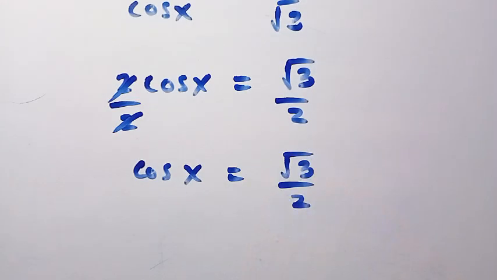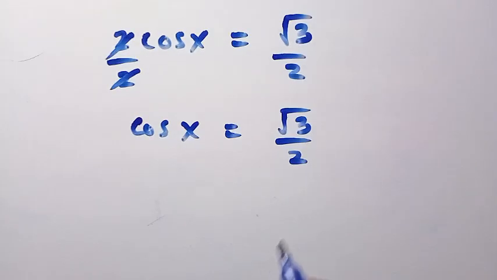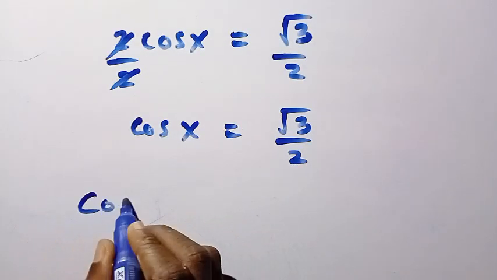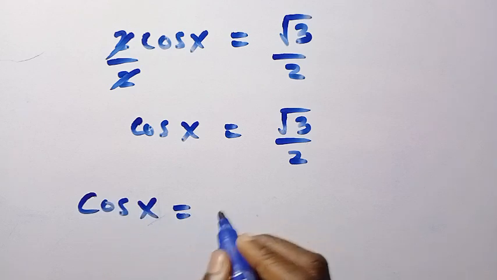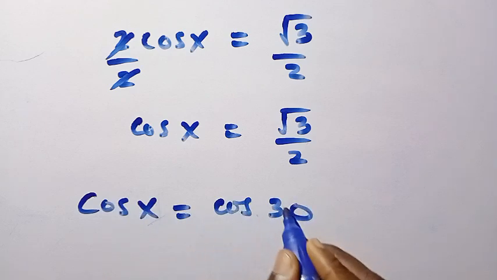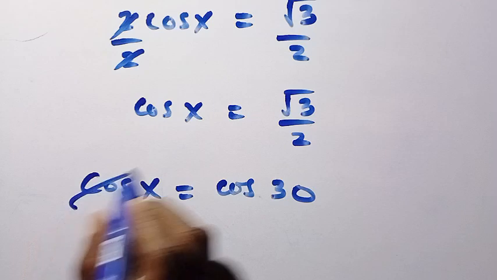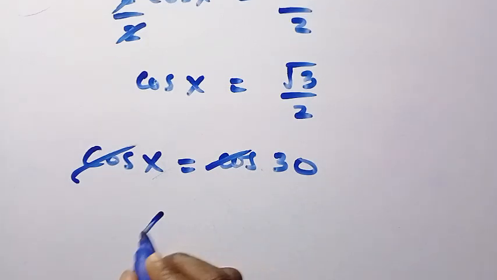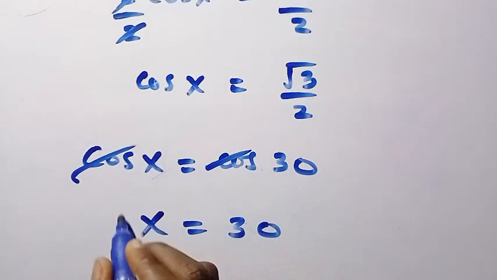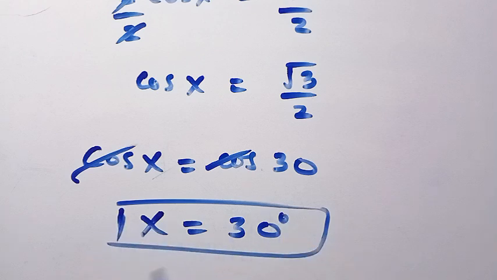But what value gives us root 3 over 2 when we press it using the calculator? There are many, but one of them, the smallest, is, let's say we press cos of 30. This gives us root 3 divided by 2. Cancelling cos here, we have x equals 30. So x as 30 degrees is one of the satisfying values of x for this given trigonometric equation.